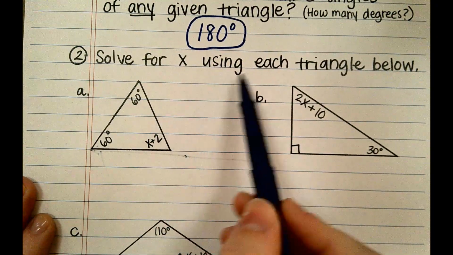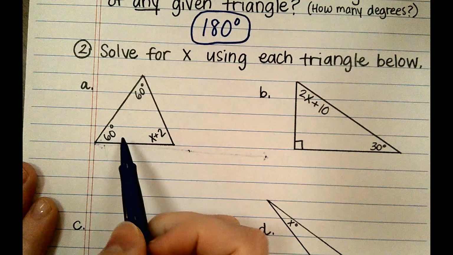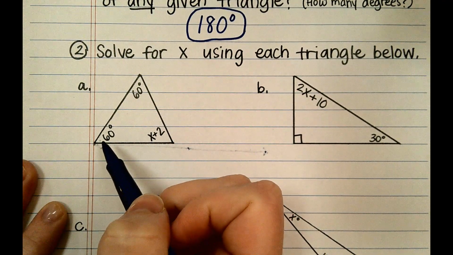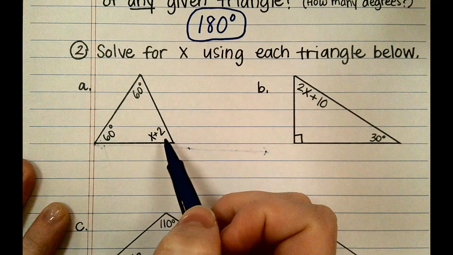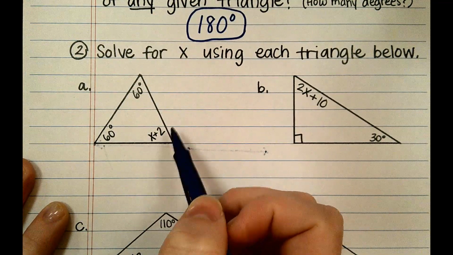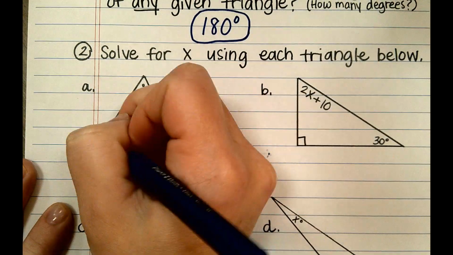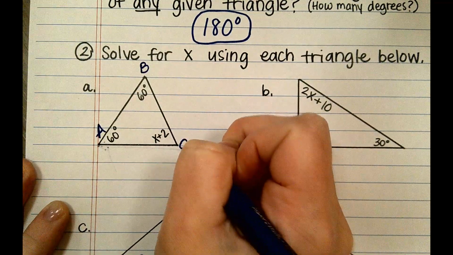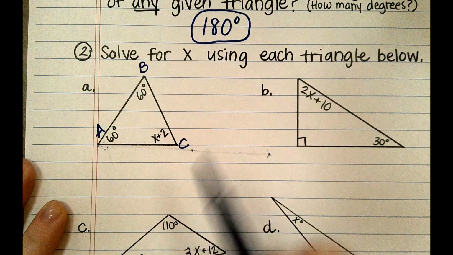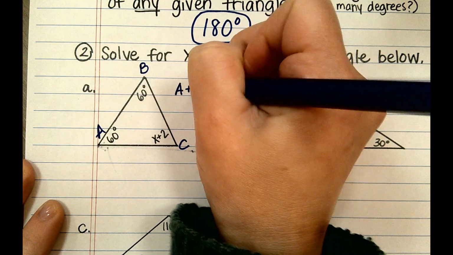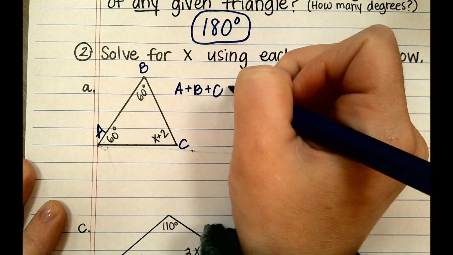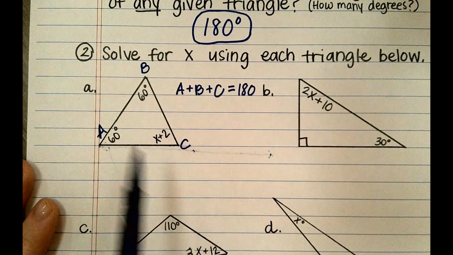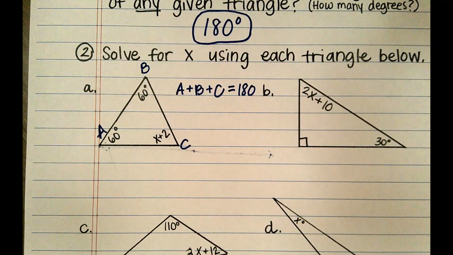Solve for x using each triangle below. So I'll look at A. I have a triangle with 60 degrees as one angle, 60 degrees as another angle, and my last angle doesn't have degrees. It says x plus 2. Well, if this was angle A, this was angle B, and x plus 2 was angle C, I could say A plus B plus C equals 180. Knowing this, what equation could I write with the values in my triangle?